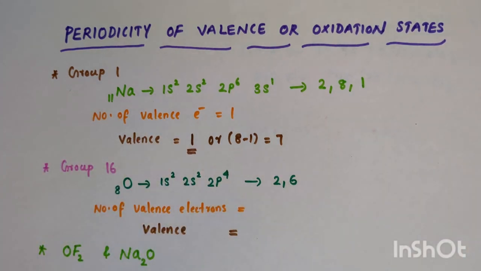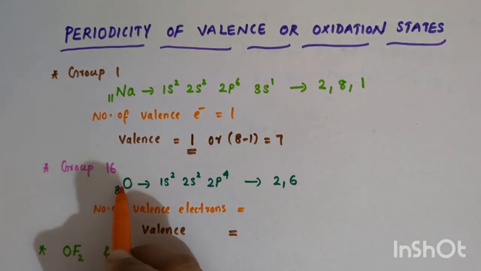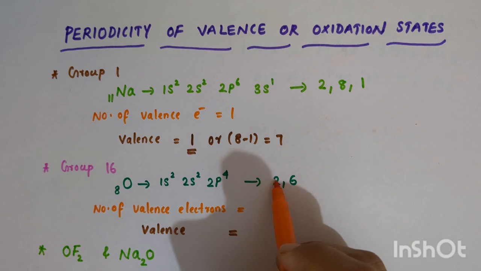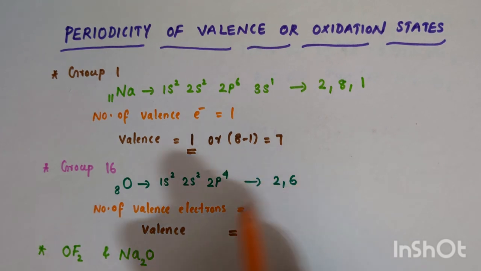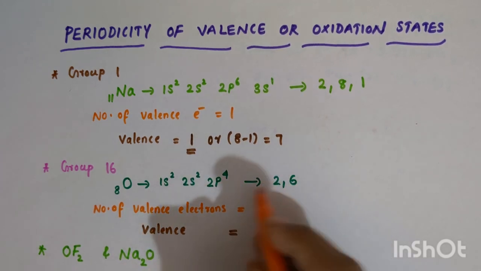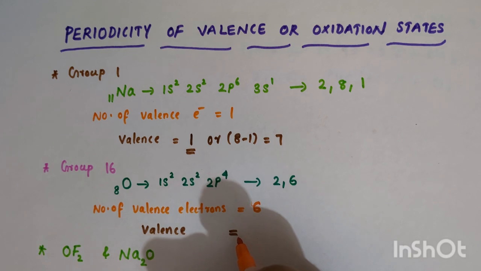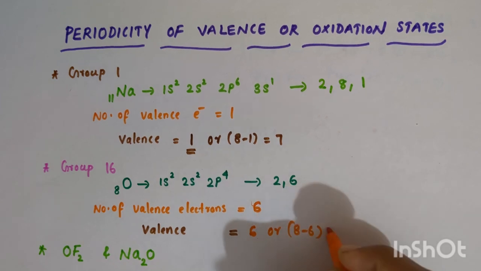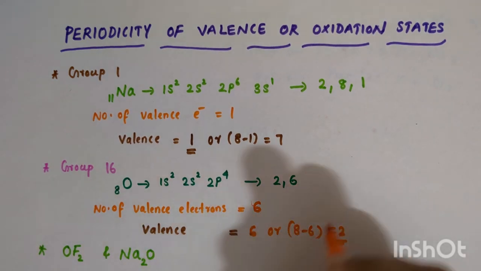Similarly, consider the group 16 element oxygen. Its atomic number is 8, so its electronic configuration is 1s2, 2s2, 2p4, that is 2, 6. Here the number of valence electrons is 6. And the valence is 6 or 8 minus 6, and 8 minus 6 is equal to 2.